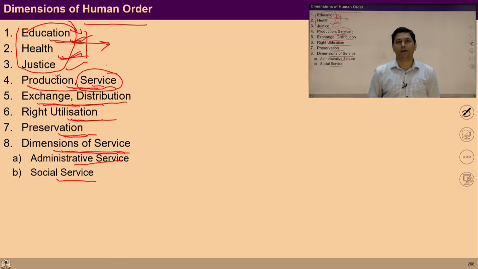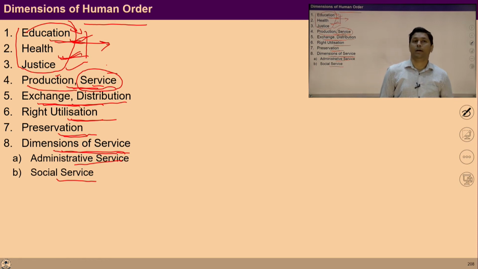Two things are also required while exchanging things: right utilization and preservation. Right utilization means whatever is being produced, we should right utilize those things. If we do not right utilize the things, then the things may not be available to the rest of the people, and it may create chaos in the society. So right utilization also plays a very important role to ensure human order. So our program needs to be made to ensure right utilization in the society.